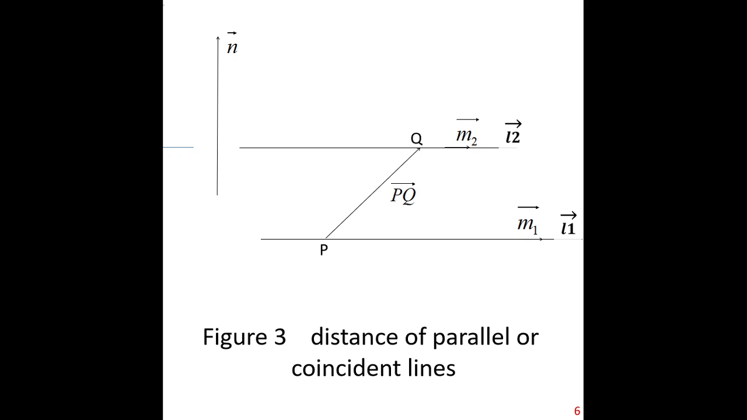The second question, may formula 1 be used for parallel or coincident lines? In this figure 3, lines L1 and L2 parallel or coincide. The other letters and symbols have the same meaning as in figure 1. Suppose the angle between lines L1 and L2 is alpha. For a pair of parallel or coincident lines, sin alpha equals 0, since alpha equals 0 or 180 degrees.